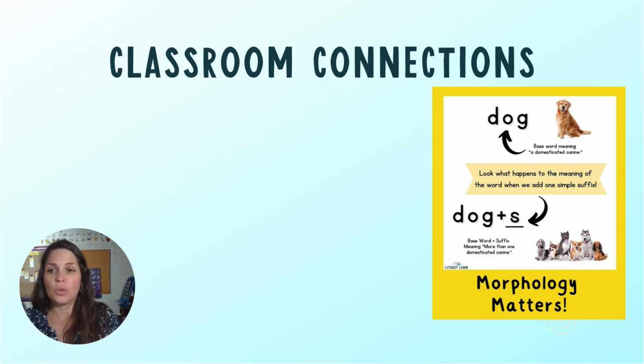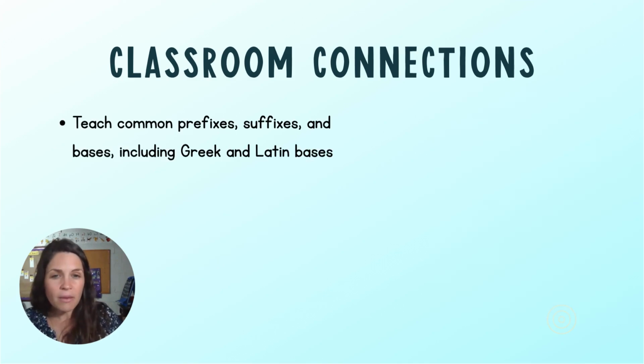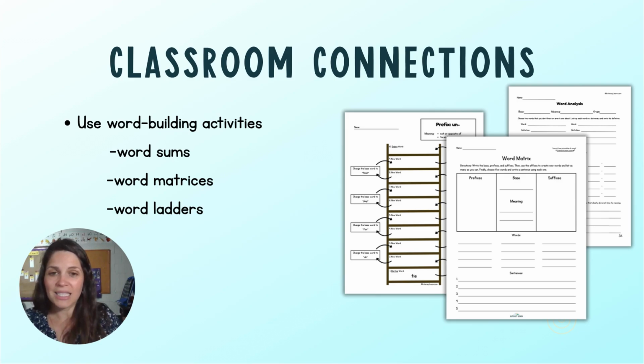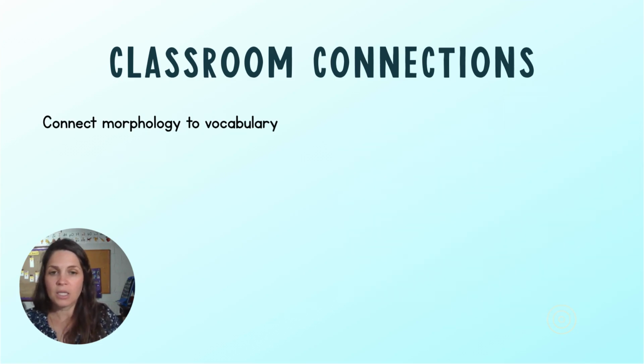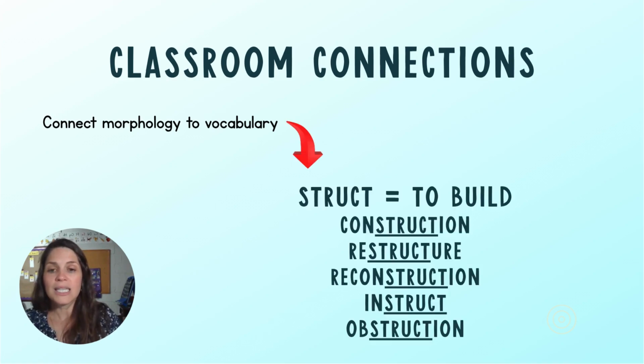So I would encourage you all to teach common suffixes, prefixes, and bases, including Greek and Latin bases, right? You also want to use lots of word building activities such as word sums or word matrices, word ladders, as I mentioned before. And you always want to connect morphology to vocabulary so that kids can really deeply understand words and then see the connections between words that share similar morphemes.